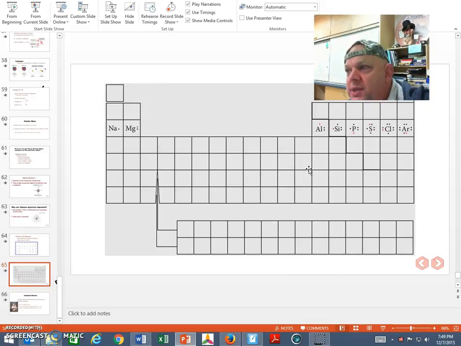What's up with this? If we look across this row in the periodic table, you may notice there's a pattern. Sodium has 1 valence electron. Magnesium has 2. Aluminum has 3. Silicon has 4. Phosphorus has 5. Sulfur has 6. Chlorine has 7. And argon has 8. Okay, fine. So you get the idea.